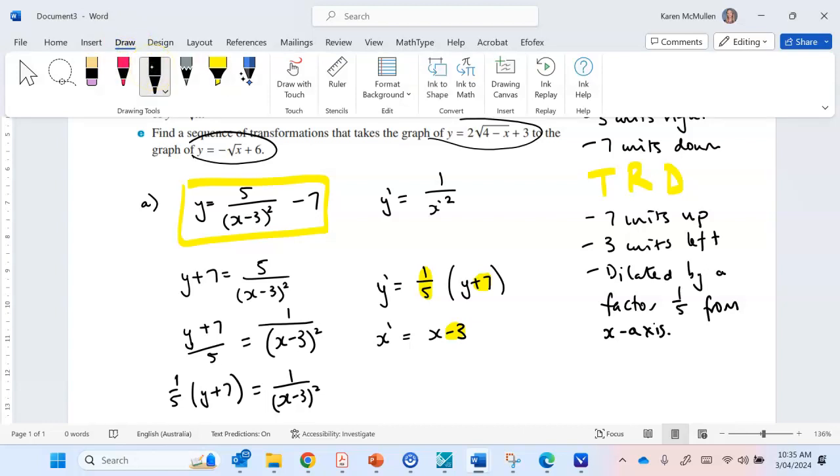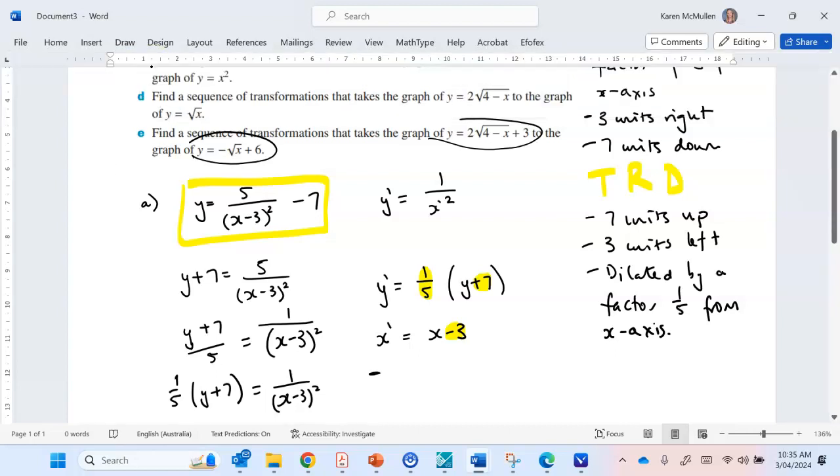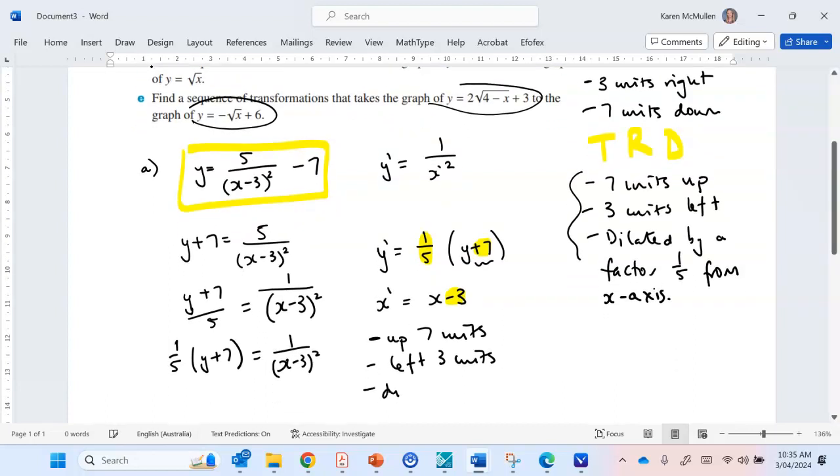So we don't say the dilation first, we say the translation. So just to be consistent, we can see we've gone up 7, what I mean by consistent with what I've written here. Up 7 units. The other translation has gone to the left 3 units. And we've had a dilation factor of 1/5 from the x-axis. So always make sure you say which axis it's come from, otherwise you won't get the mark.